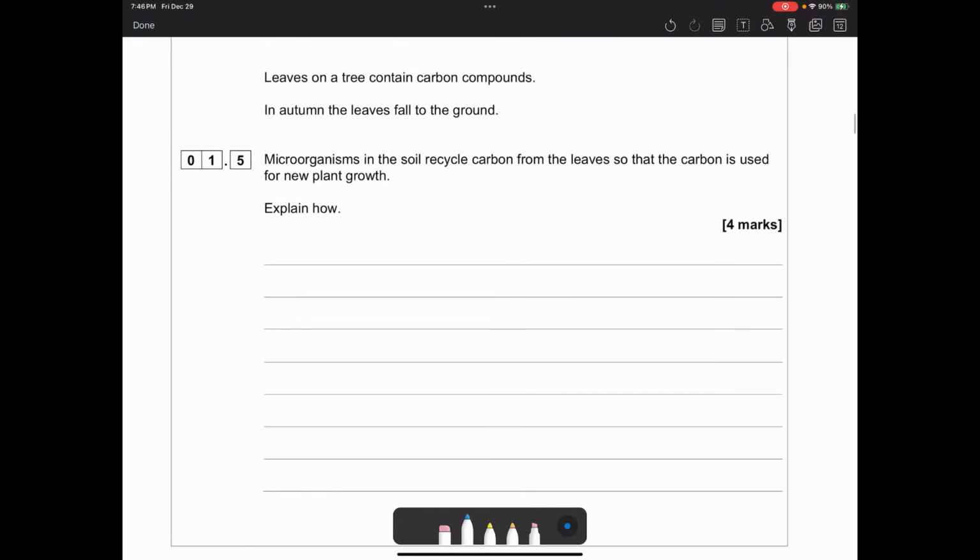Okay, question 1.5 then. Leaves on a tree contain carbon compounds. In autumn, the leaves fall to the ground. Microorganisms in the soil recycle carbon from the leaves, so that carbon is used for new plant growth. Explain how. So it's basically saying you've got leaves on a tree, they die and fall to the ground, and then they're used again for new plant growth. But how does that carbon end back up there?